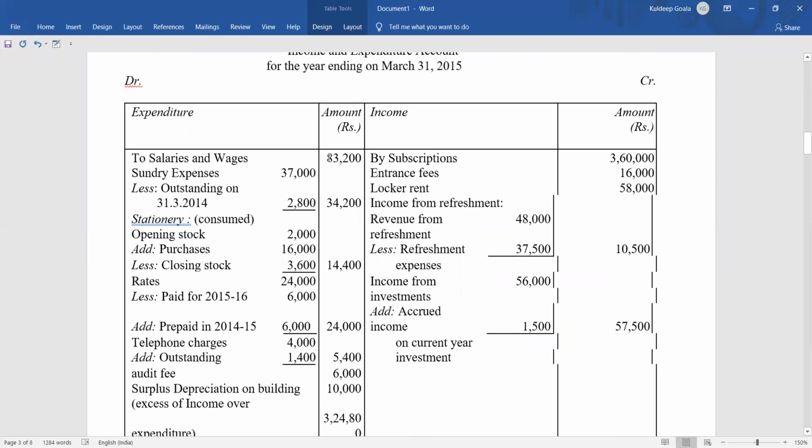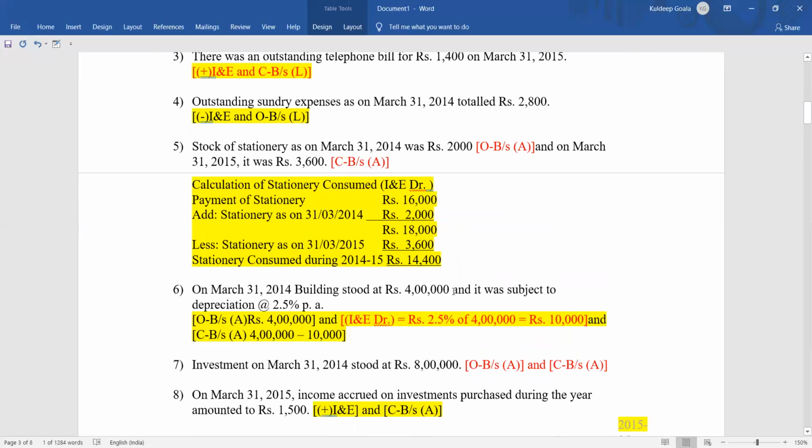To salaries and wages, 83,200. Okay, clear. Now let's go to the next one.